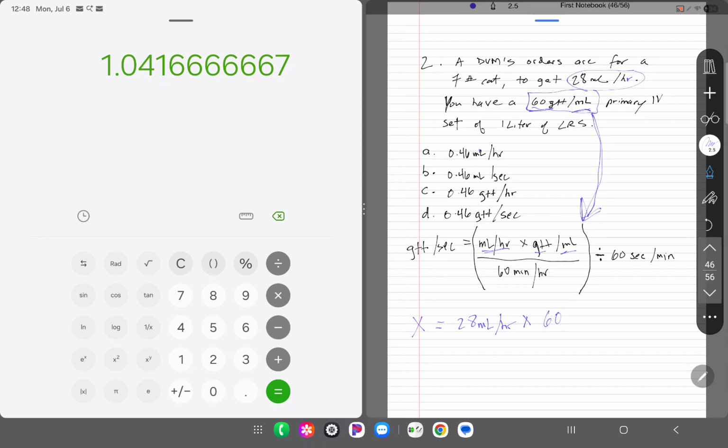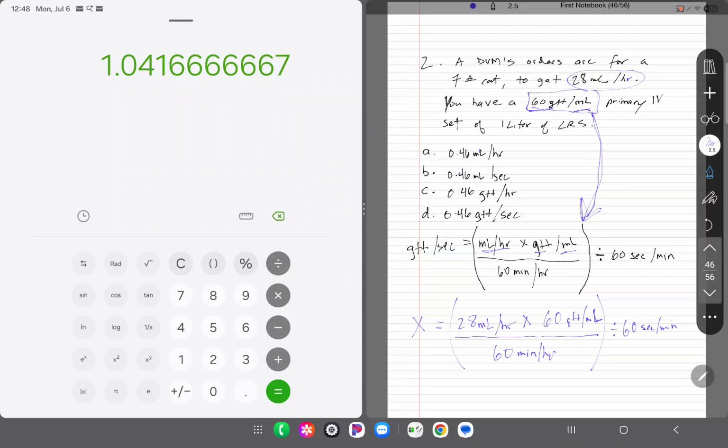So here I've got 60 drips per mil. And remember, those are the only 2 pieces you need. You divide the whole thing by a conversion, 60 minutes in an hour. Place that big chunk in a bracket, because we do that first. And then outside of that is also divided by another conversion rate, 60 seconds in a minute. Okay, got all those bits.